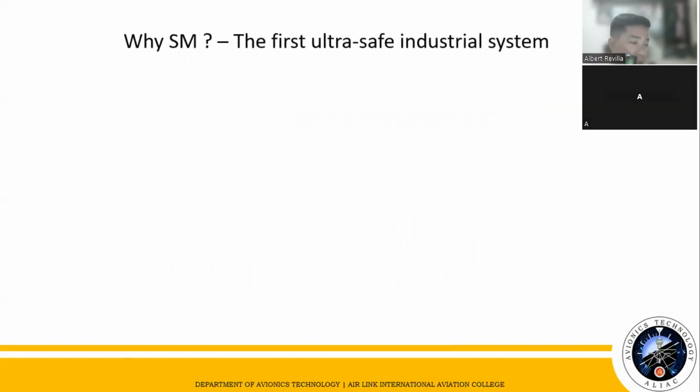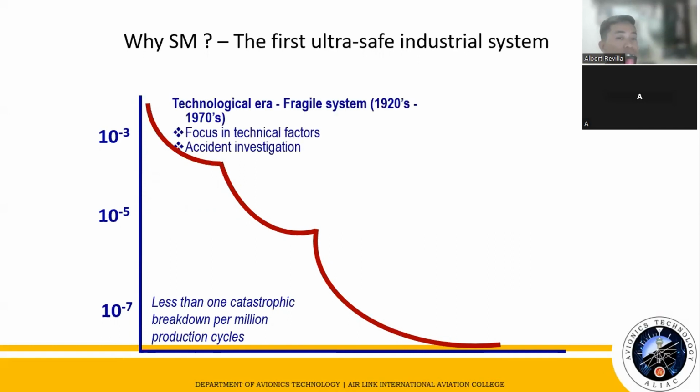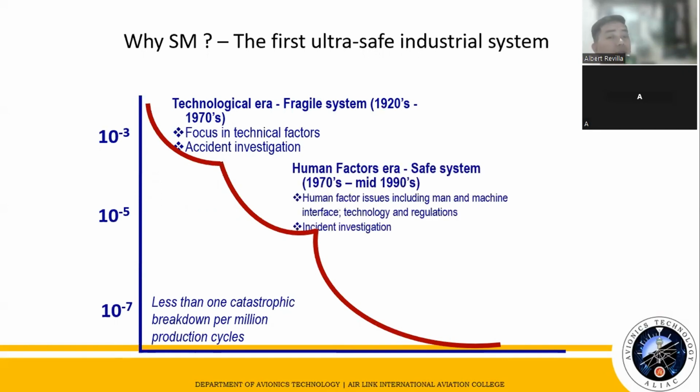So why safety management? The first ultra safe industrial system. So less than one catastrophic breakdown per million production cycles. So in technological era, syempre, focus sila more on the technical factors and nagkaroon sila ng accident investigations. In the human factor era, nagkaroon sila ng safe system. So they focus on the human factor issues, including the man and machine interface. And they improve their technology and regulations. So here are the incident investigation. So kung mapapansin nyo is 10 to negative 3.